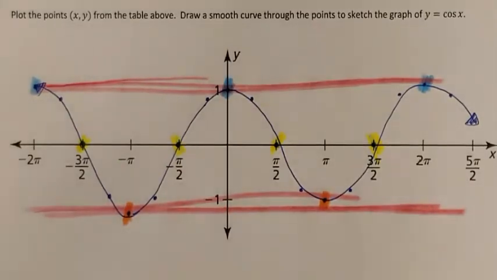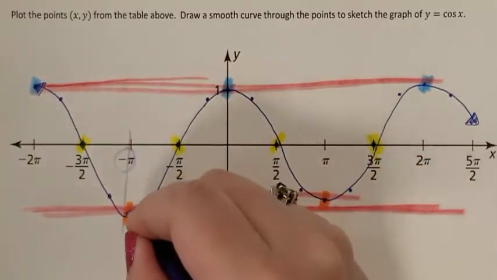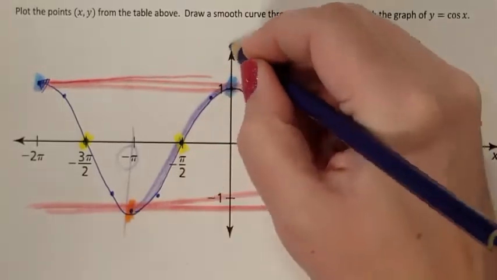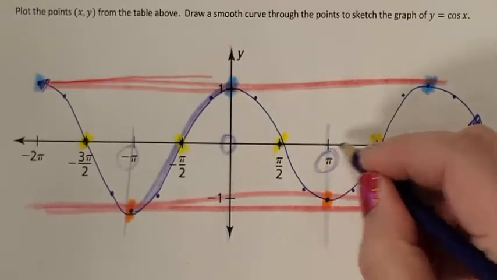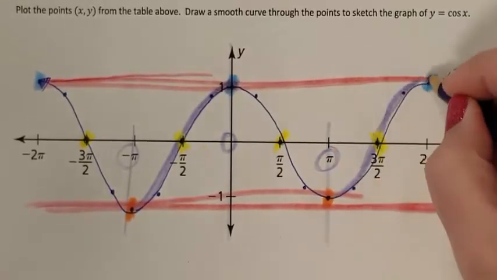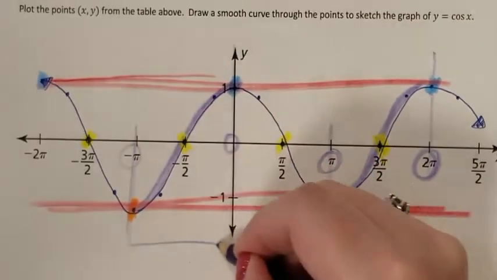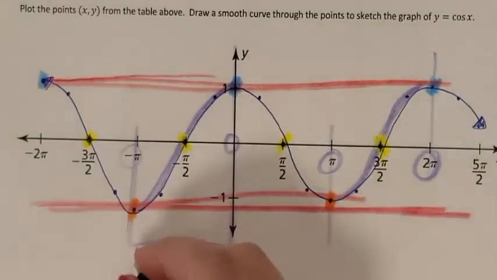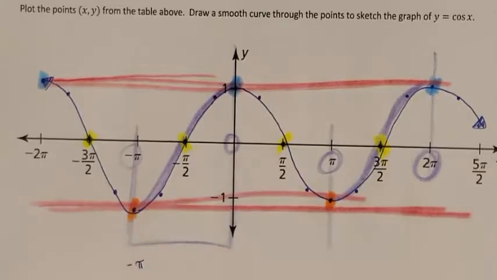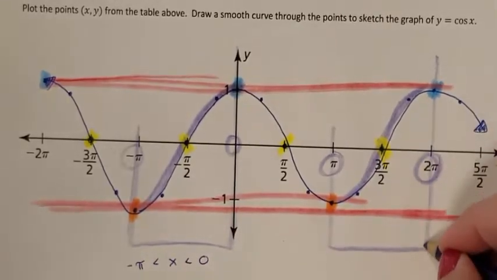My increasing started right here at negative pi, and I continued up until I stopped right here at 0. My next increasing started right here at pi, and I increased until I stopped right here at 2 pi. These are my intervals of increasing. How do we write intervals of increasing? I started right here at negative pi, and it continued on until I stopped at the 0. This was my other interval of increasing right here.